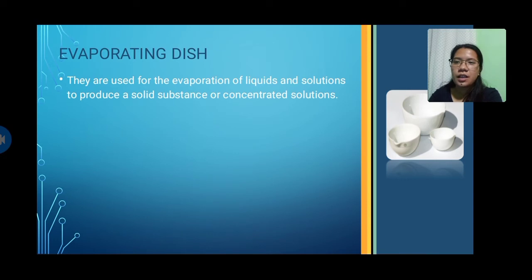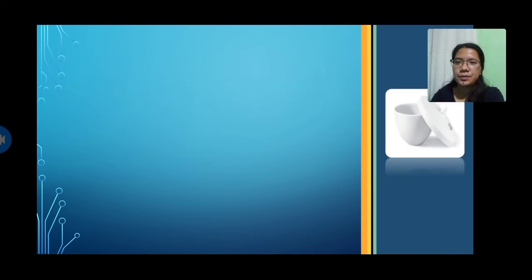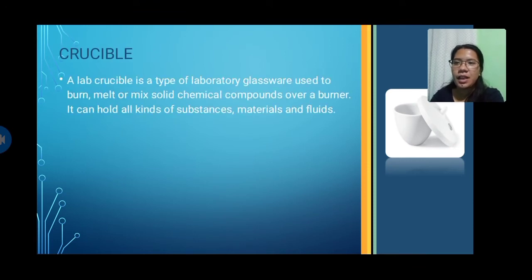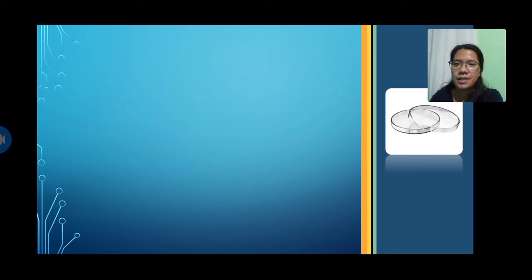Evaporating dish. It is used for the evaporation of liquid and solutions to produce a solid substance or concentrated solution. Crucible. It is used to burn, melt, or mix solid chemical compounds over a burner. It can hold all kinds of substances, materials, and fluids.